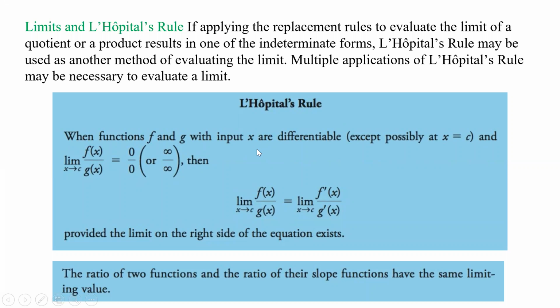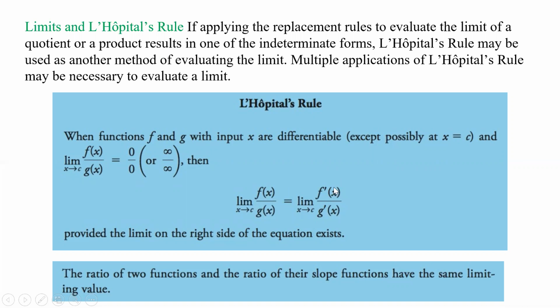We're actually going to take a derivative. If we end up with 0 over 0 or infinity over infinity, we're going to take the derivative of the numerator and the derivative of the denominator, and find the limit there as x goes to c, provided that the limit on the right side of the equation does exist. That's going to be a key. The ratio of the two functions, f of x over g of x, and the ratio of the slope functions both have the same limiting value, and that's why we can do this. We can find the derivative and then get the limit.